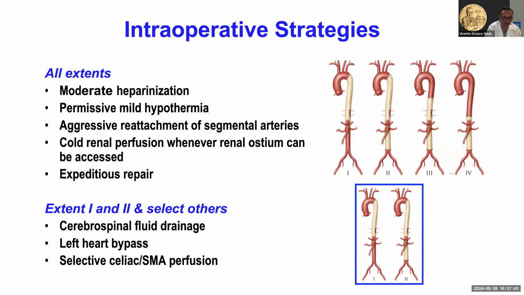For moderate heparinization, permissive mild hypothermia, we reattach segmental arteries, and we use the cold renal perfusion whenever we can. For extent one and two and select others, we always use cerebrospinal fluid drainage, left heart bypass, and perfusion of the SMA and celiac.